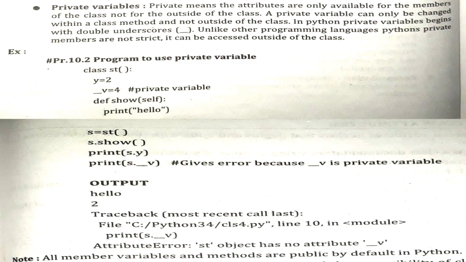Simply 2 is displayed. But when you are trying to print s.__v, the double underscore v means it is a private variable. So you cannot display a private variable outside of the class. You will get the error message.